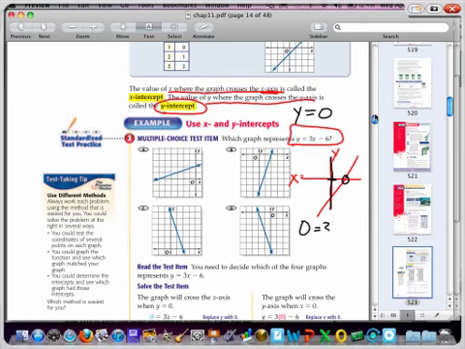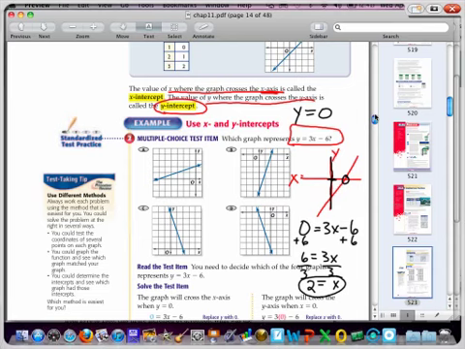So let's plug in and solve for this problem. 0 equals 3x minus 6. Let's get rid of that 6 and move it to the other side, and I get 6 equals 3x. Let's divide that by 3, and I get x equals 2. So, therefore, the x-intercept is 2.